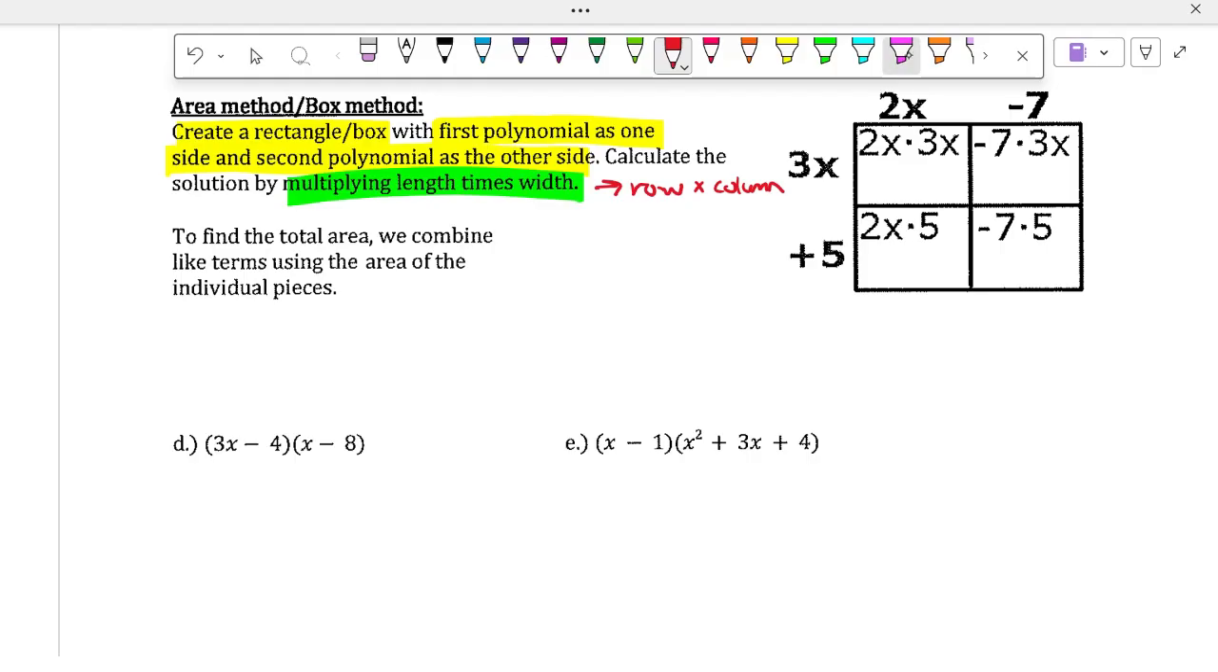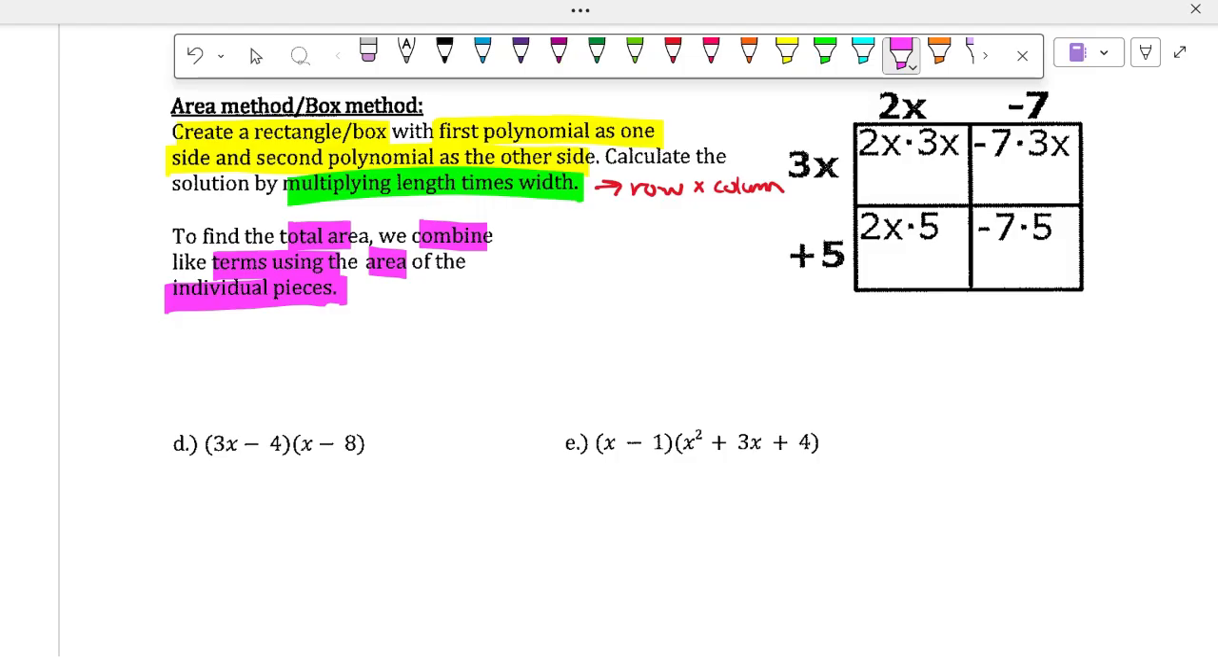And then to find the total area, we combine like terms using the area of the individual pieces. So in other words, this kind of turns something algebraic into a geometric problem. That's why a lot of people like box, because they understand how to find the area of a rectangle. It's pretty much that. Now, to the right of that is just an example of how you would set the box up.